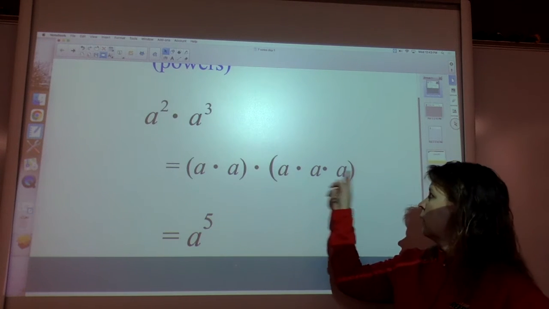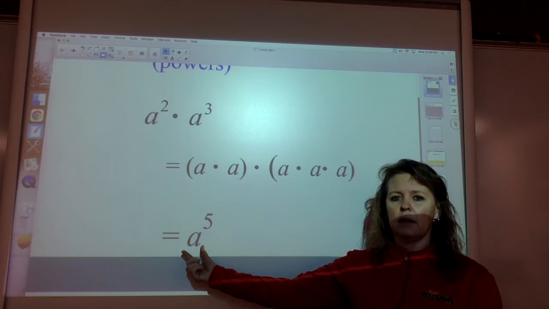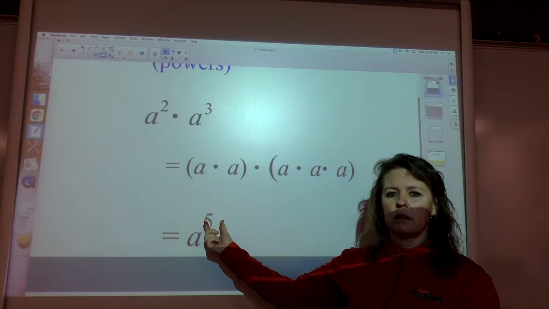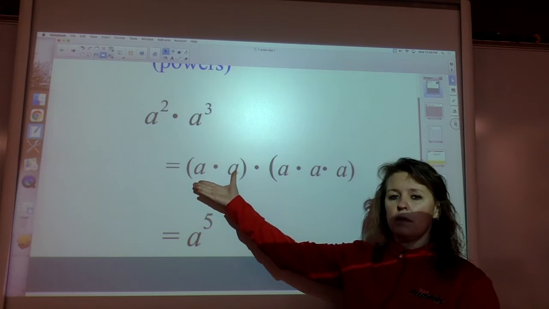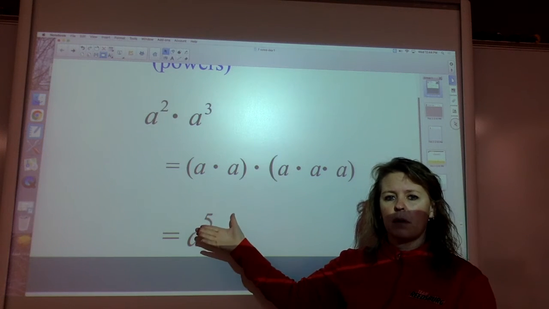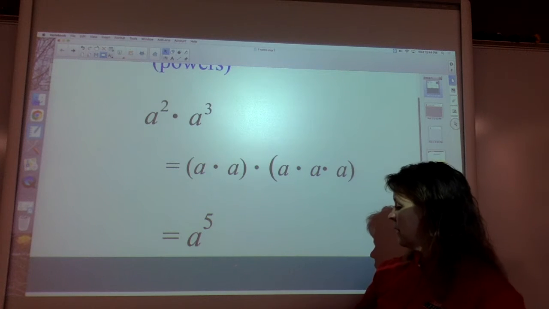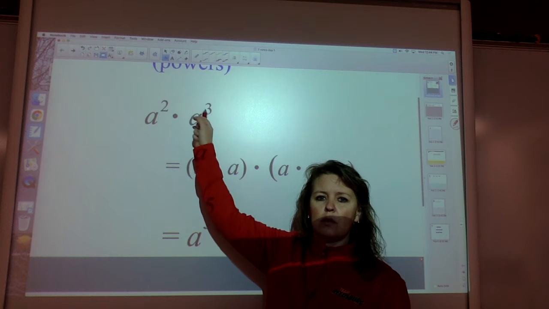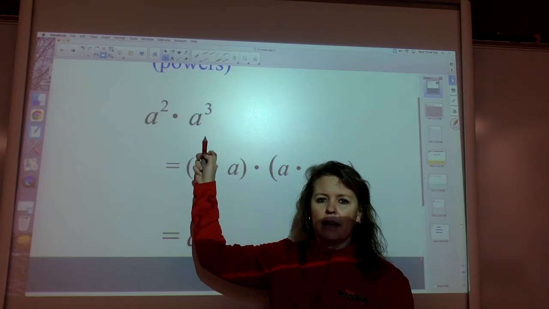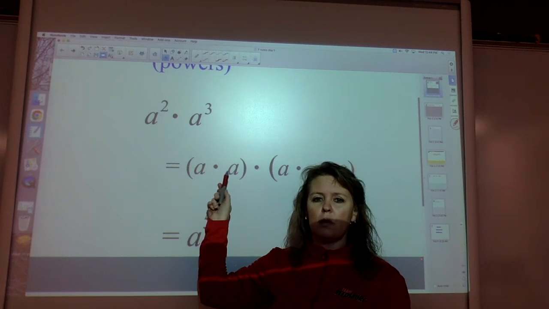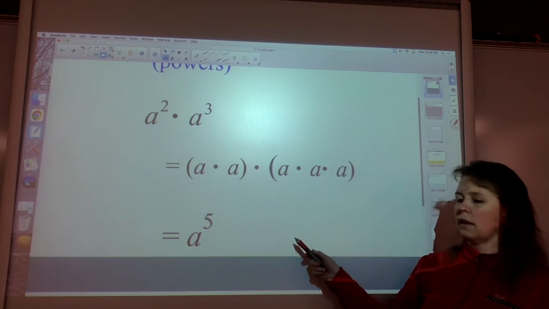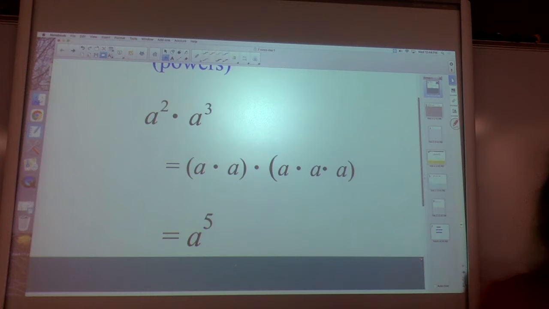There's 1, 2, 3, 4, 5. The base is still a, but look, the exponent is now 5. Because you took the 2 a's from the first one, the 3 a's from the second one, put them all together, and you have 5 a's. The misconception would be that you think it's times, so you would take 2 times 3 is 6, and that's not the case. This says multiply 2 a's, multiply 3 more a's with it, and altogether you will end up with a to the 5th.